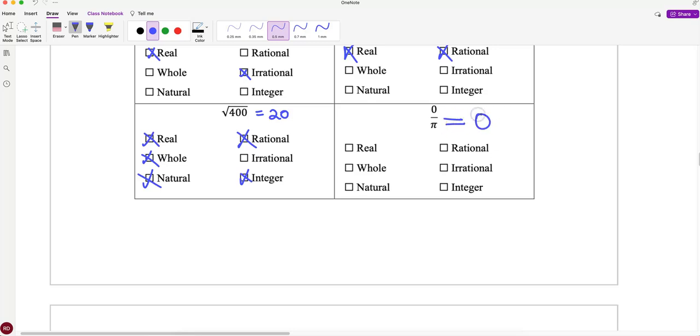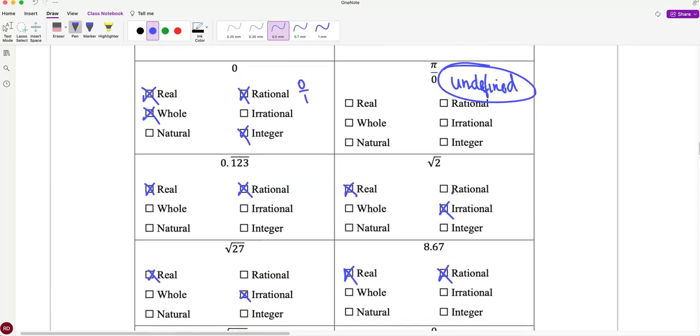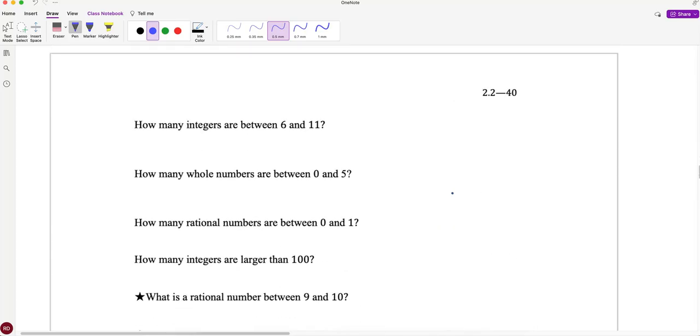0 over pi. This is just 0. Okay, 0 is real. It is whole. It's not a natural number because those start with 1. Is it rational? Yes. Irrational? No. Is it an integer? Yes. Okay. So what this just shows is your thinking process of how we categorize numbers, being able to categorize them.